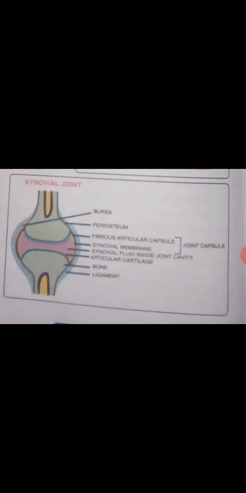In all these freely movable or synovial joints, the joint is filled by synovial fluid, which acts as a greasing agent to provide a slippery surface to the joint. Further, these joints are covered by a thin membrane called the synovial membrane. These synovial joints are again of various types.